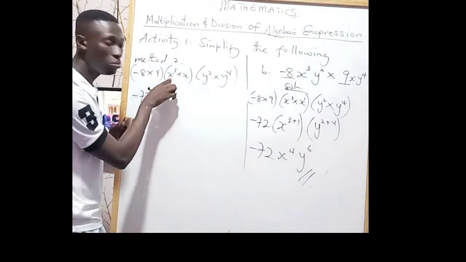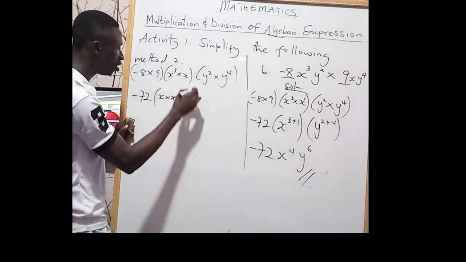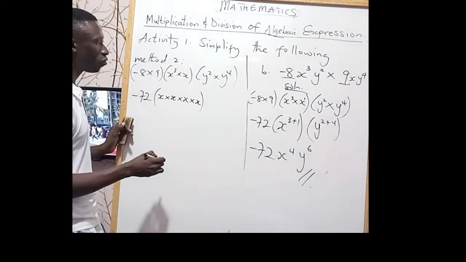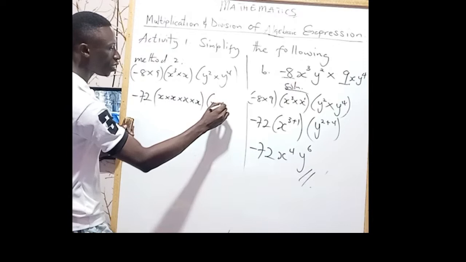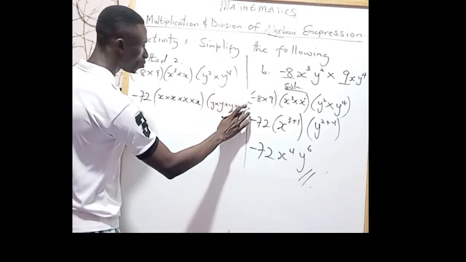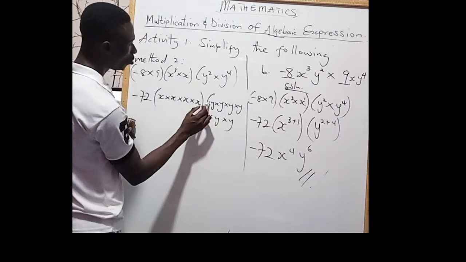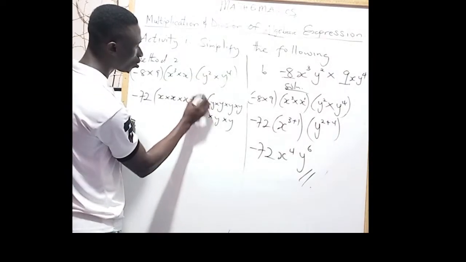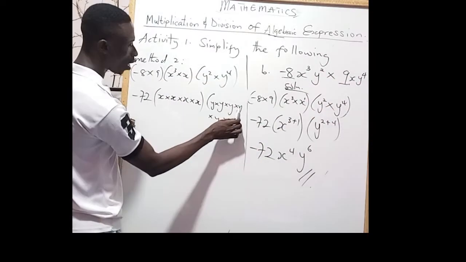x power 3 means x times x times x. Then again times x. See, 4 of them. Then this one too, I will open it. y times y. See, got the 2. The first one is this, y times y. Then y power 4 means y times y times y times y.